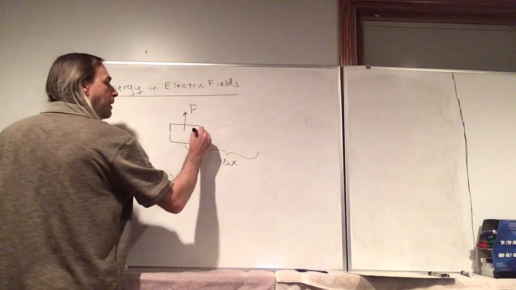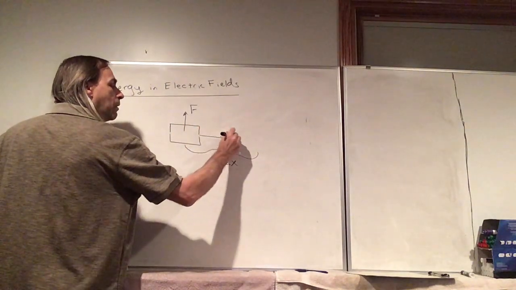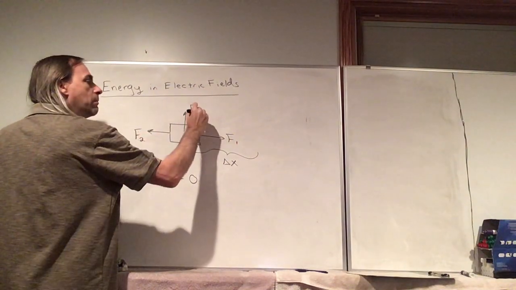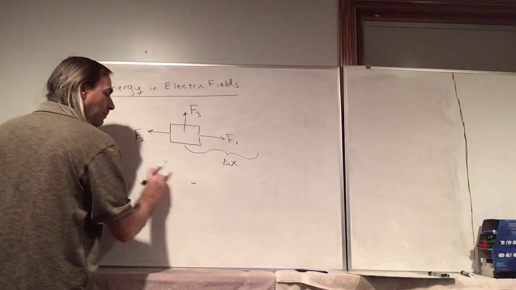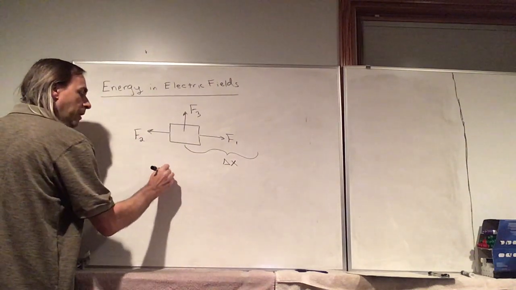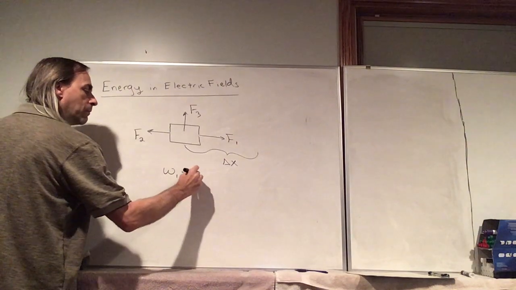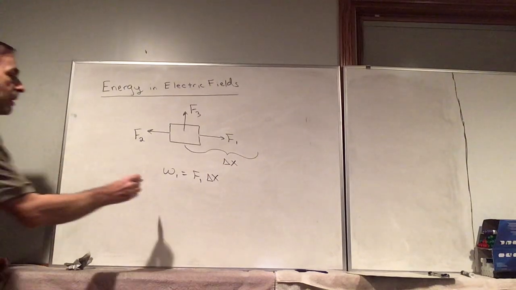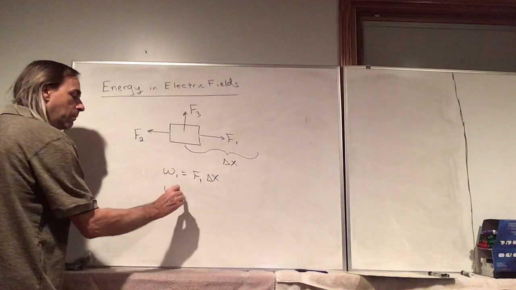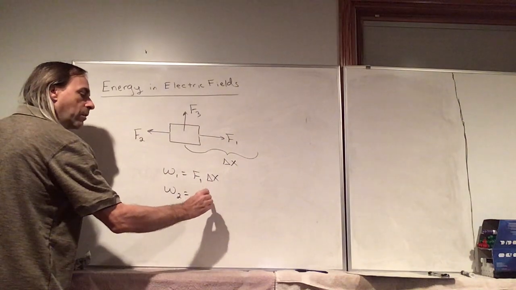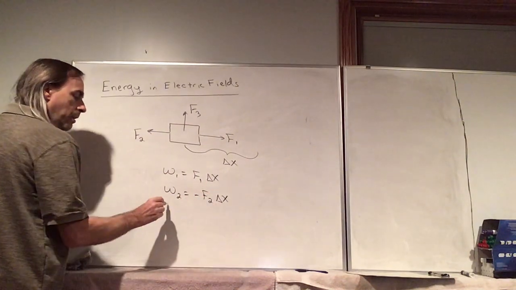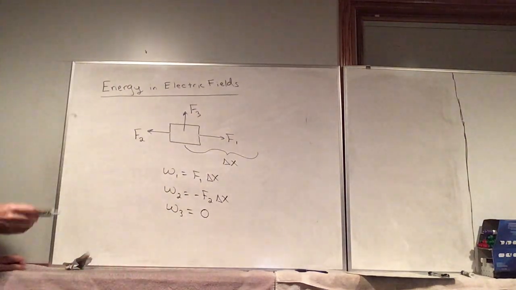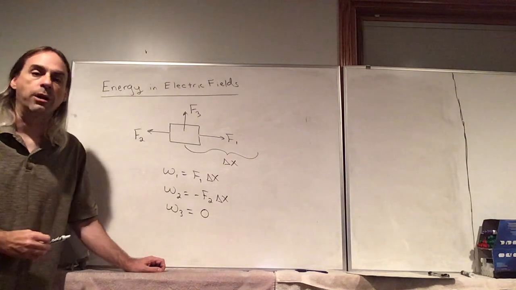And really that's all we need. Let's combine them and write them all down at once. This is F1, this is F2, and this is F3. Work 1, the work done by force 1, would be F1 delta x. The work done by force 2 would be minus F delta x. And the work done by force 3 is 0. Again, this is really all we need for our definition of work.